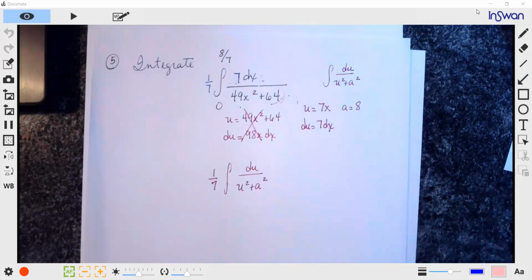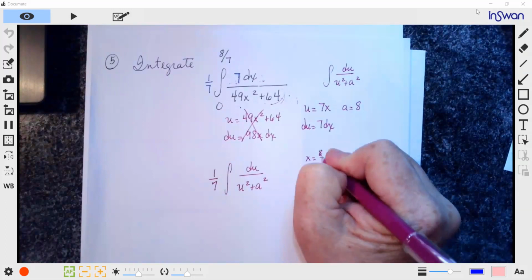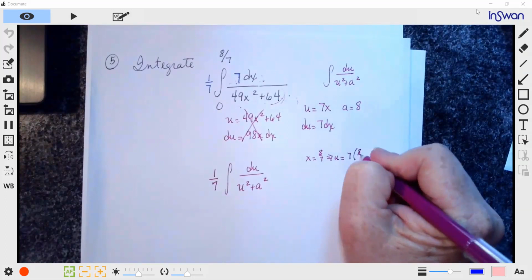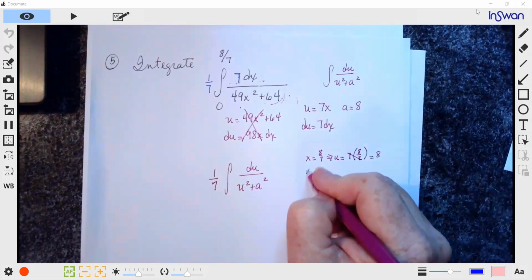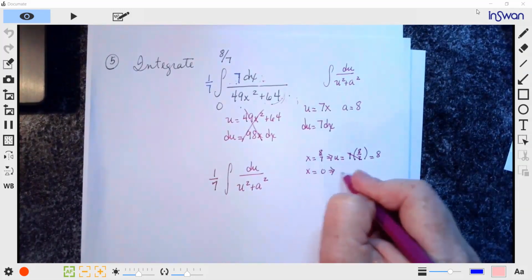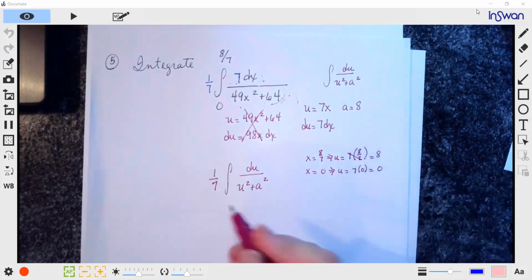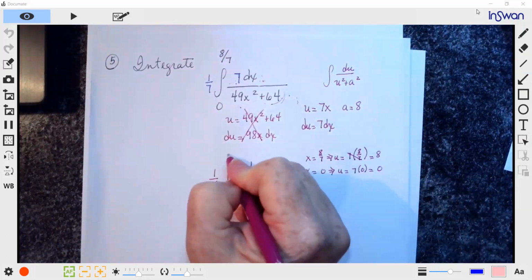And if we're going with, I think it was Avery that said they prefer from 0 to change the limits to u limits. So let's go with, okay, if x is 8/7, then u will be 7 times x, or 7 times 8/7, which is 8. If x is 0, u is 7 times x, so that's going to be 7 times 0, which is 0. So my new u limits will be from 0 to 8.